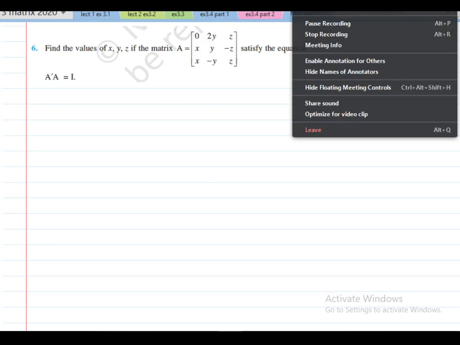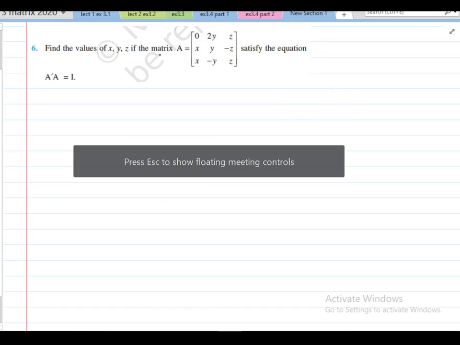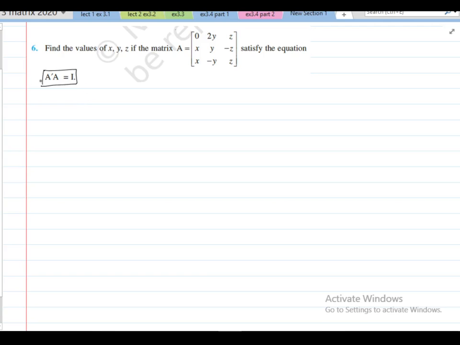Find the value of xyz if matrix A equals dash dash dash satisfy the equation A inverse into A equals I. A dash into A is equal to I, right? A dash means transpose of matrix, right? So we have to check that A dash into A is equal to I. So first of all, let's find out A dash into A.